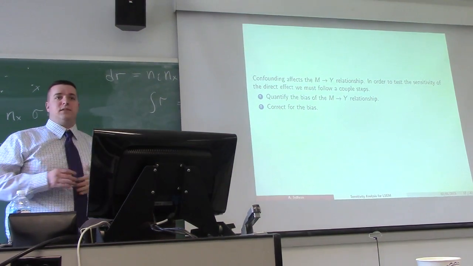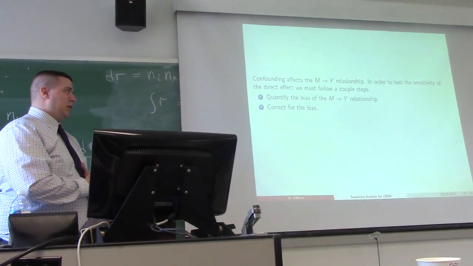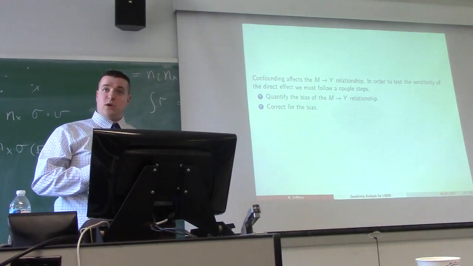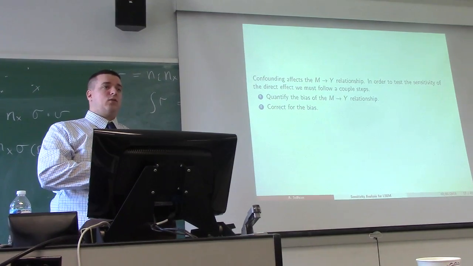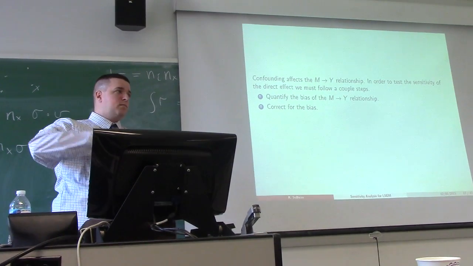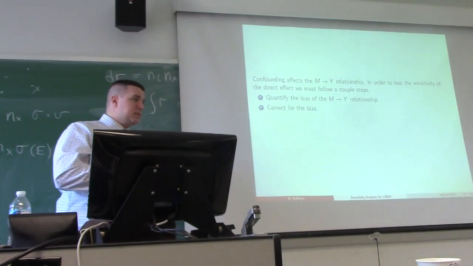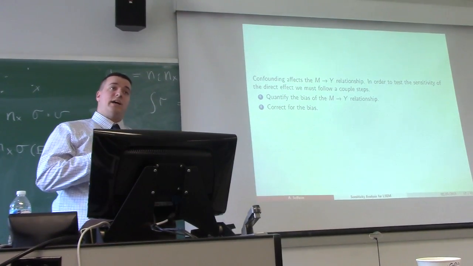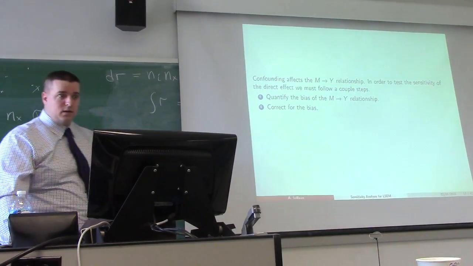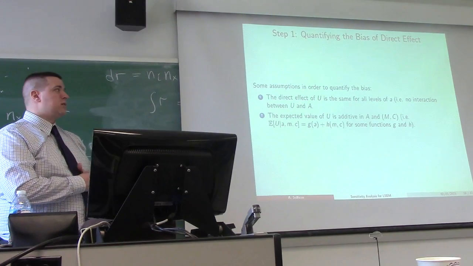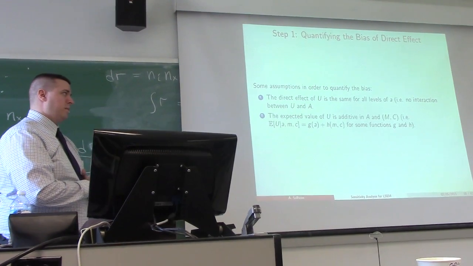Whenever you do any kind of sensitivity analyses, what you try to do is you try to identify some sort of bias that's present. How much overestimated is this effect, how much underestimated is it, and then you try to find a way to actually correct for that. So we need some assumptions to do that correction.